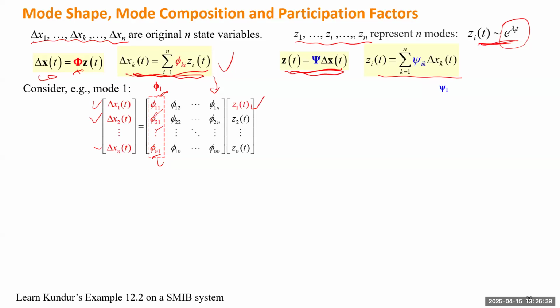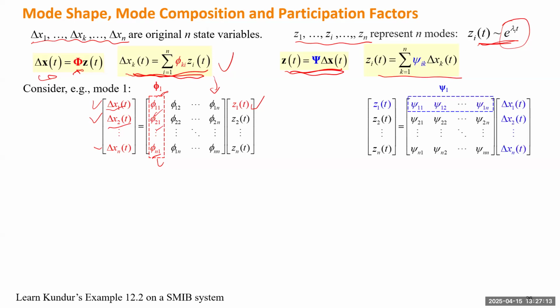Remember, all the elements in the phi matrix are complex, which means they are not real, and each one may carry a certain amplitude and angle. So if phi 1 has a positive angle and phi 2 has a negative angle, then even for the same mode, they can be presented from two state variables totally differently. One is moving up, the other moving down. So phi 1 completely represents the shape of the mode. That one is called the mode shape.